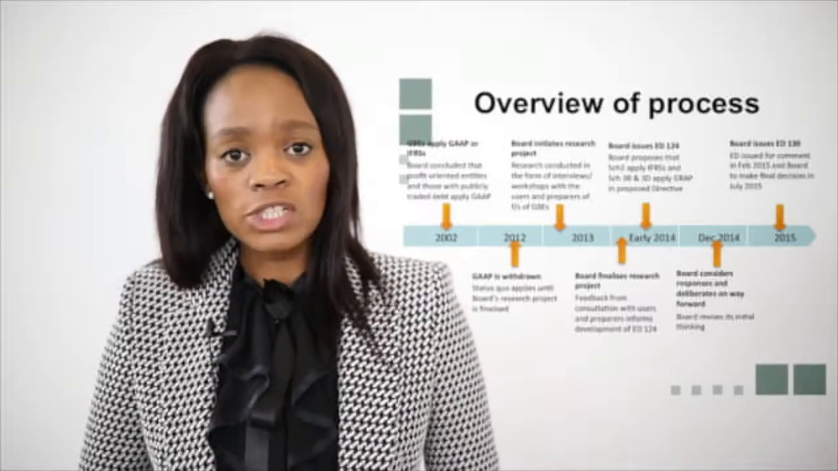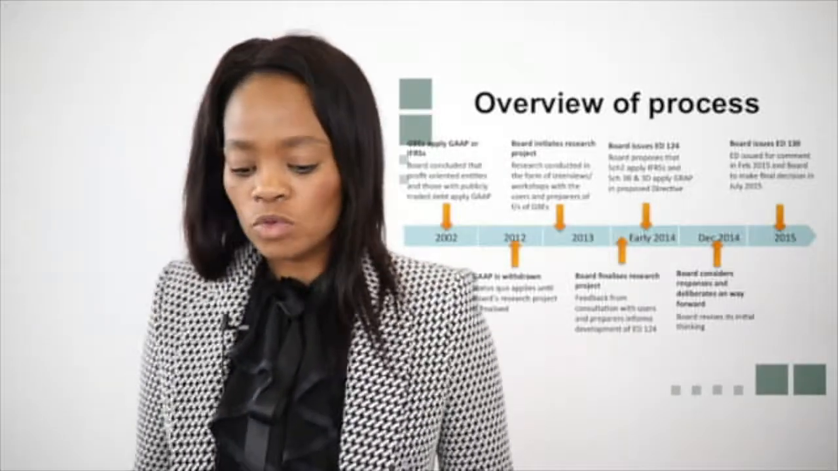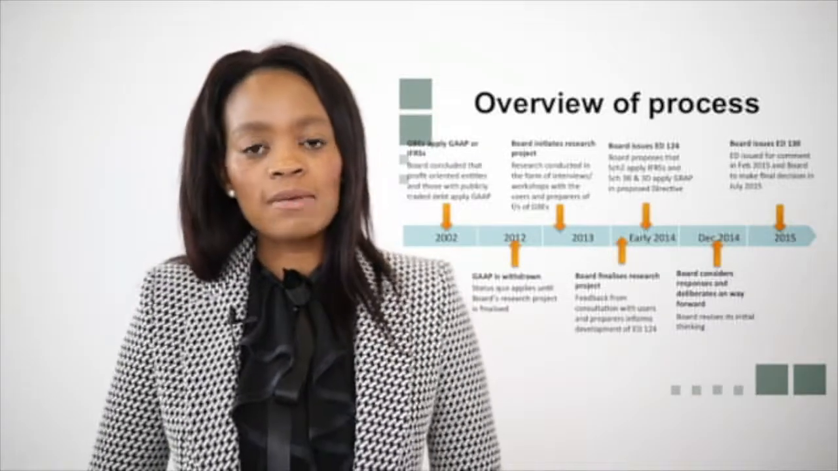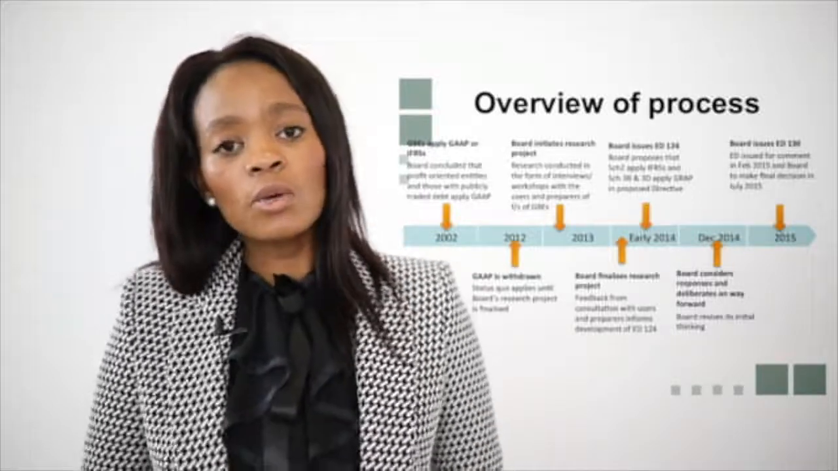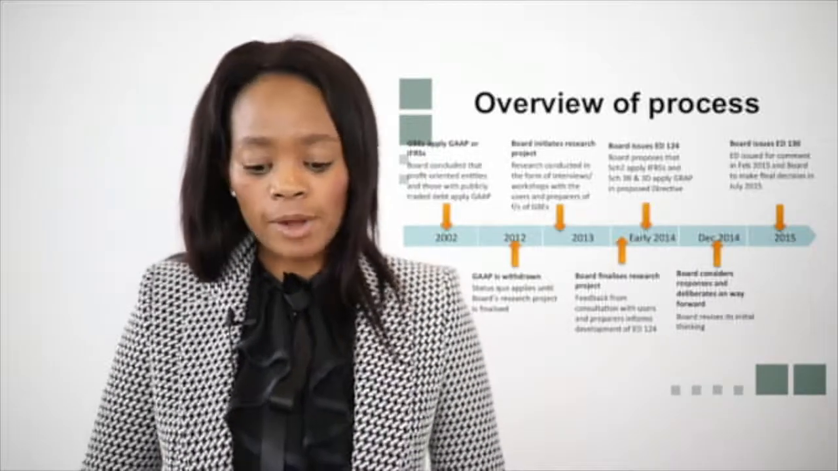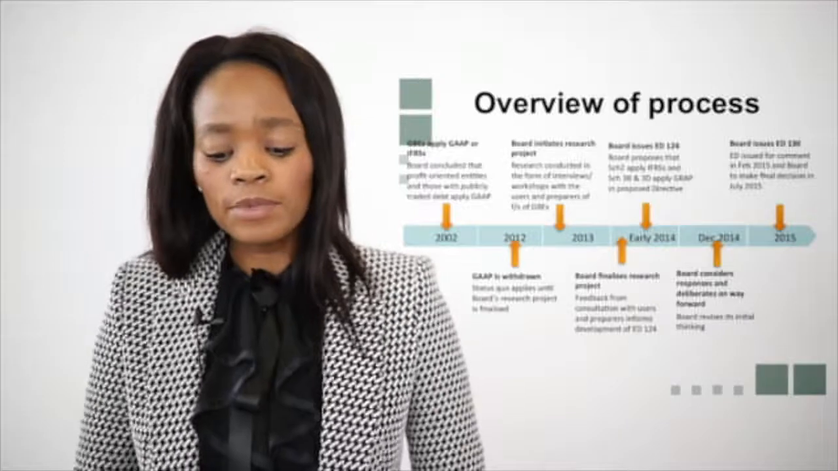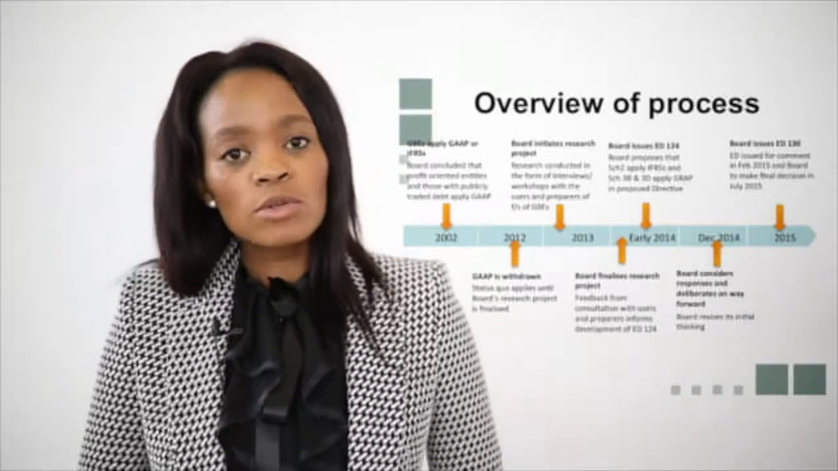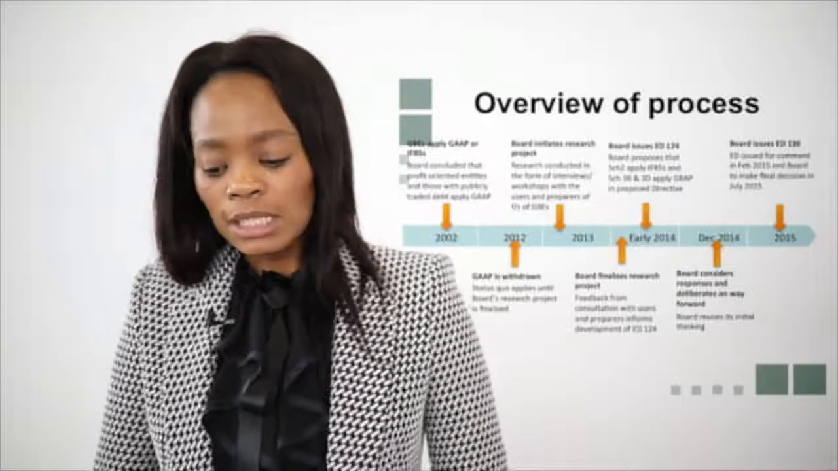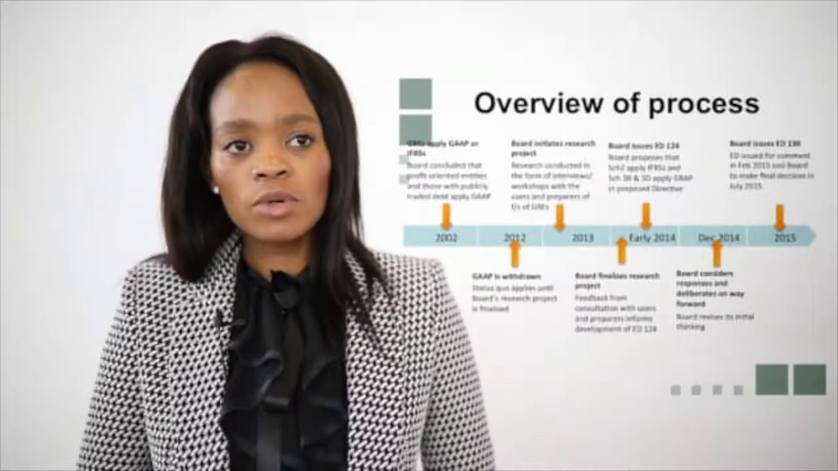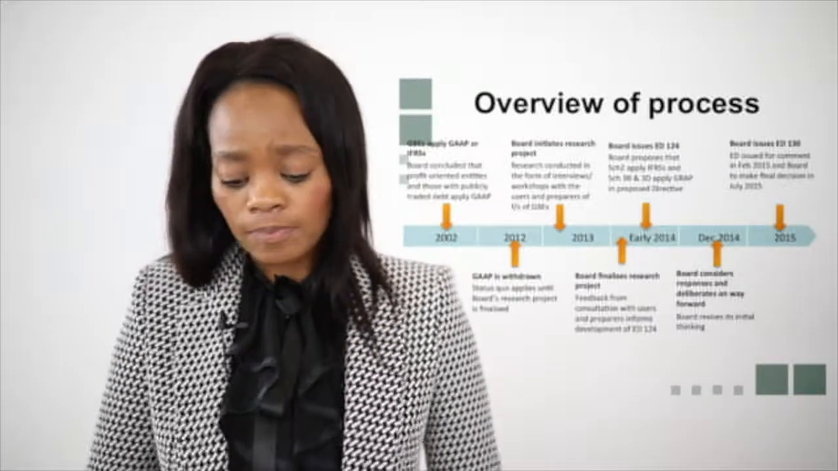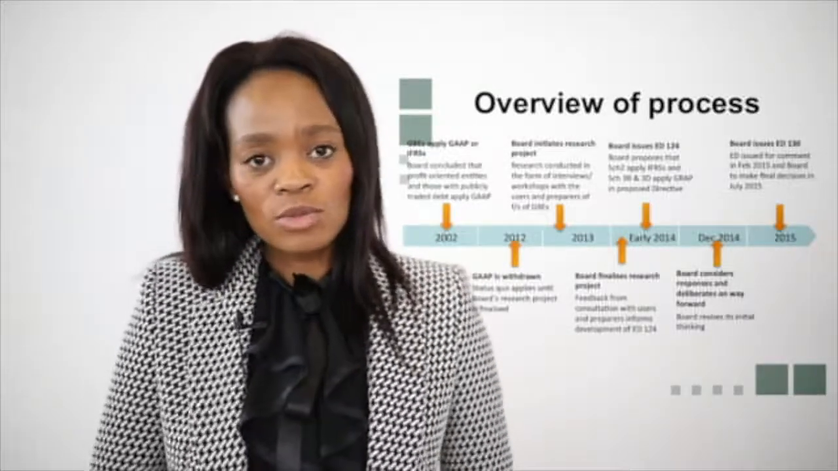Now I'm going to take you through a brief history of the project that led to the development of Directive 12. So back in 2002, when the ASB was established, the board had to consider which entities would apply standards of GRAP. Now, the board came up with a list of entities that would apply standards of GRAP, but then it also determined that entities such as GBEs, because they were more profit-orientated, would apply statements of GAAP. So this is now in 2002.